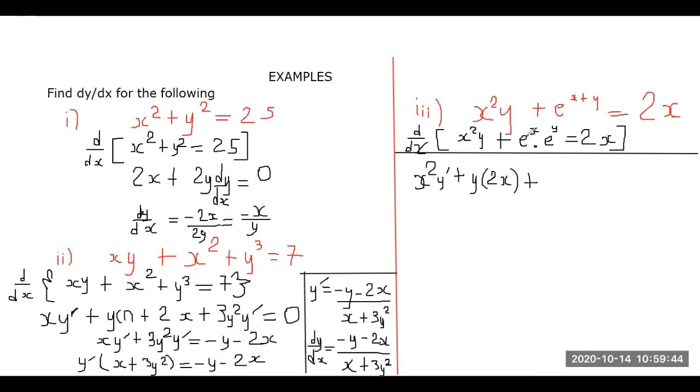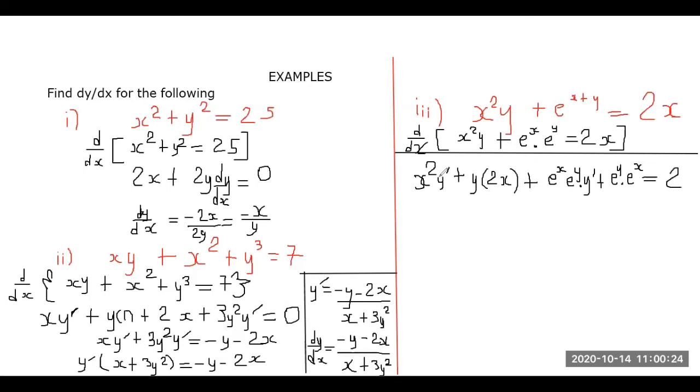Plus, we're going to have to use product rule again, and so we keep the first, e to the x, times the differential of the second. Now when we differentiate e to the y, with respect to y, we get e to the y. But then we're going to have to times it by dy by dx, which is y prime. Plus, keep the second now, e to the y, times the differential of the first. Differentiating e to the x is just e to the x, so we get times e to the x. That's equal to, when you differentiate 2x, we're getting 2.